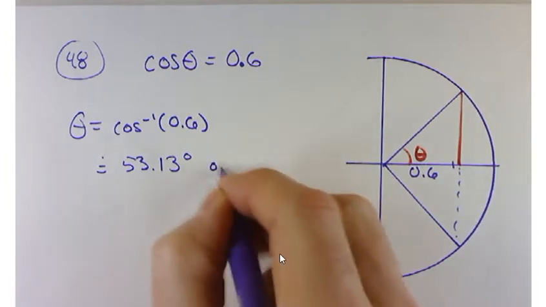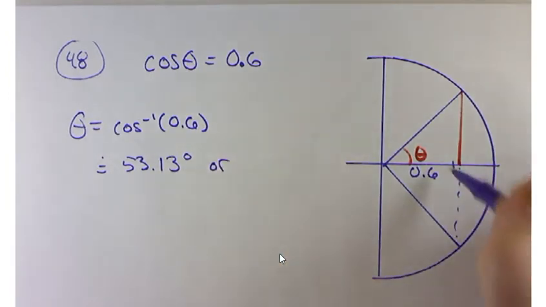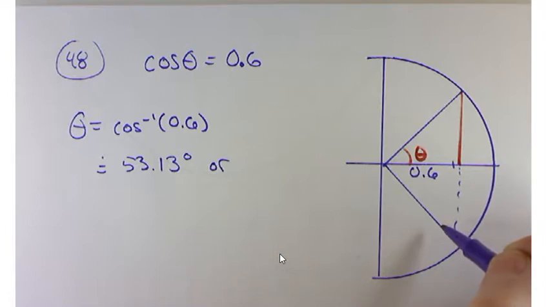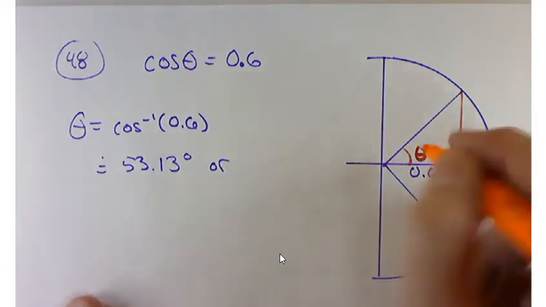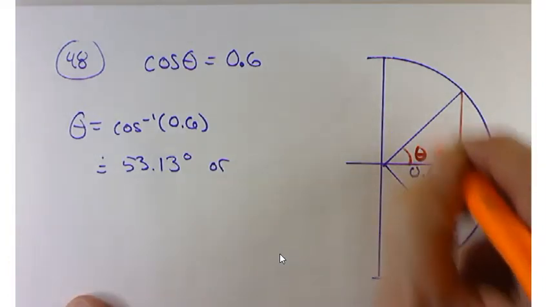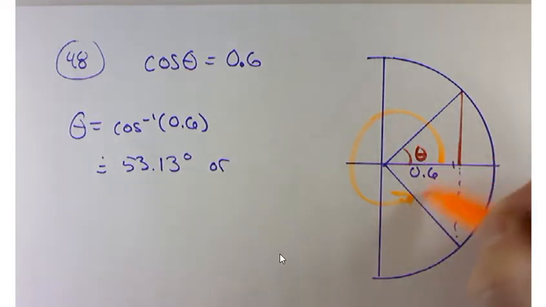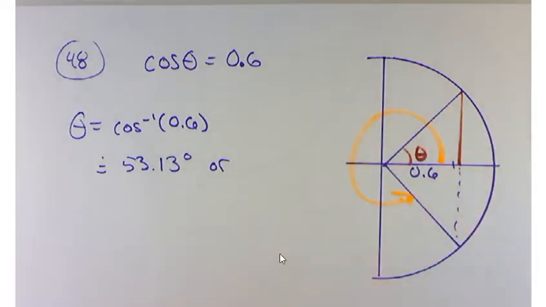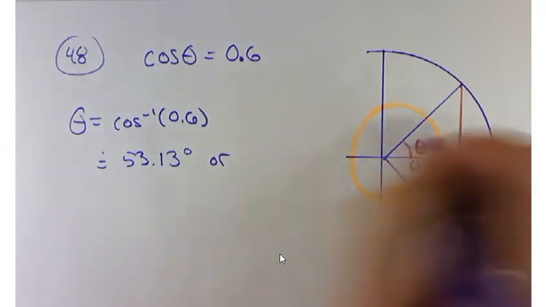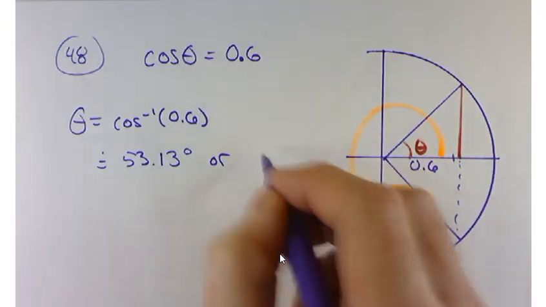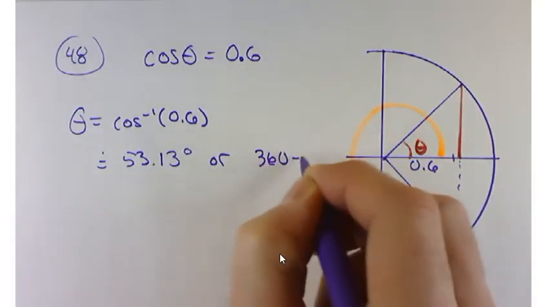So the other possibility, well, I don't want to go negative because that would be wrong. I need a positive angle, so I need to go in this direction. I need to go around that way. How could I figure out this angle except in the orange direction? Ah, good. So it's going to be 360 minus that angle. 360 minus 53.13.